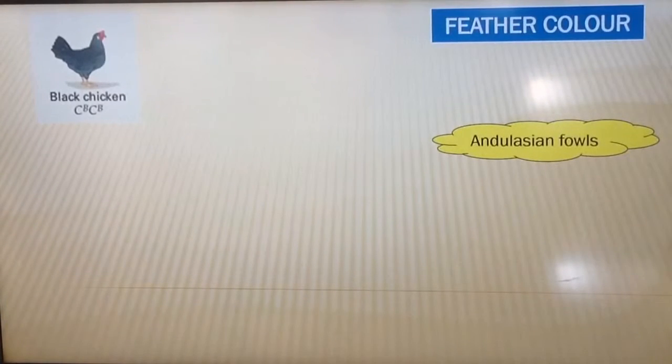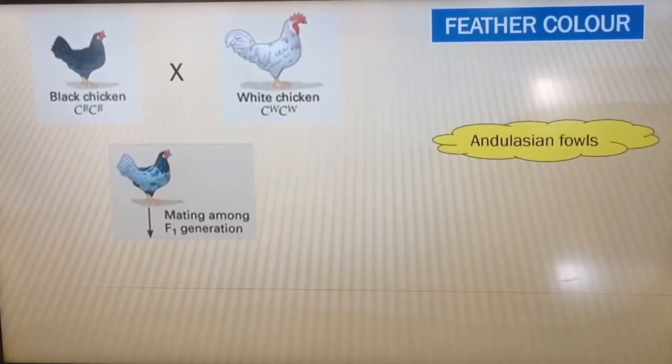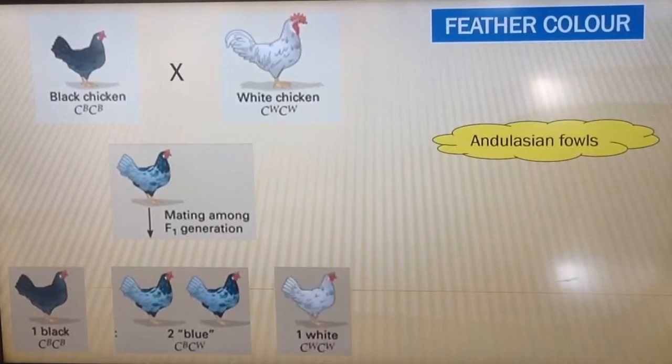One more example is seen in case of the feather color in Andalusian fowls. When a black feathered fowl was crossed with a white feathered fowl, it produced F1 individuals, all of them blue in color. But then when selfing was done at the F1 generation, again a ratio of black, blue and white in the ratio of 1:2:1 was obtained. So that also is a blended inheritance. The blue color is obtained because of the blending between the black as well as the white color.